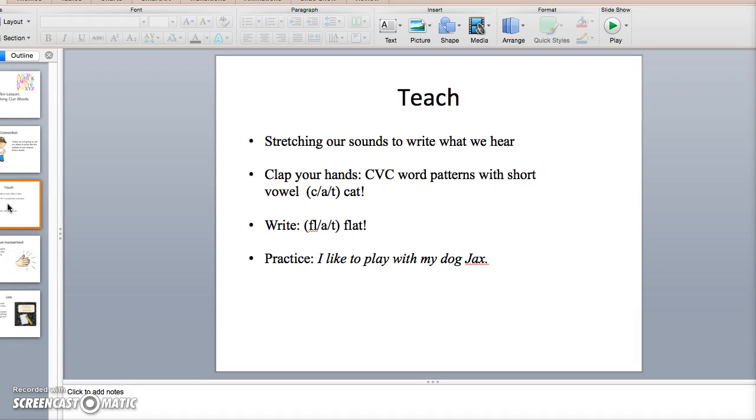So together we are going to write a sentence, stretching our sounds and writing what we hear. So our sentence today is going to be, I like to play with my dog Jax. So if we're writing our sentence, we already know that the letter I is always capital. So that's our first word. So we're going to uppercase our I. I like. Like is a sight word, so we should know how to spell this, but if not, we can sound it out. L. L makes L, so I'm going to write L on my paper.